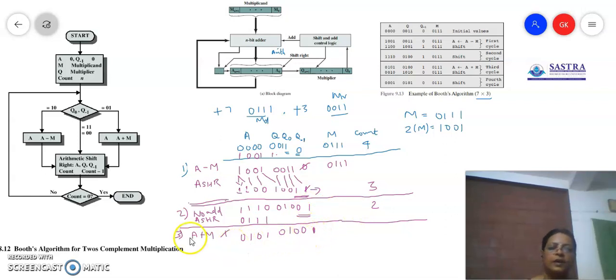Okay, so after doing this, the next step is you have to do arithmetic shift right. So you have added with M, so as per the logic, examine Q naught Q minus 1, 0 1, because it is 0 1, you have done this addition. After doing this addition, again you have to do arithmetic shift right. So here you are writing that I am going to do arithmetic shift right. So what is this arithmetic shift right?